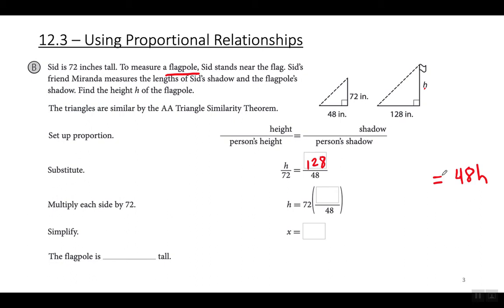Let me work that out real quick on my calculator. 128 times 72, which gives me 9,216. And then to solve for h, I would divide 9,216 over 48. So the flagpole is going to be 192 inches tall.